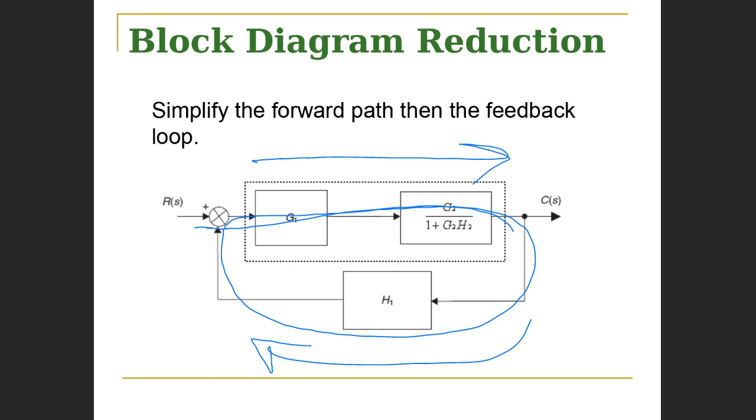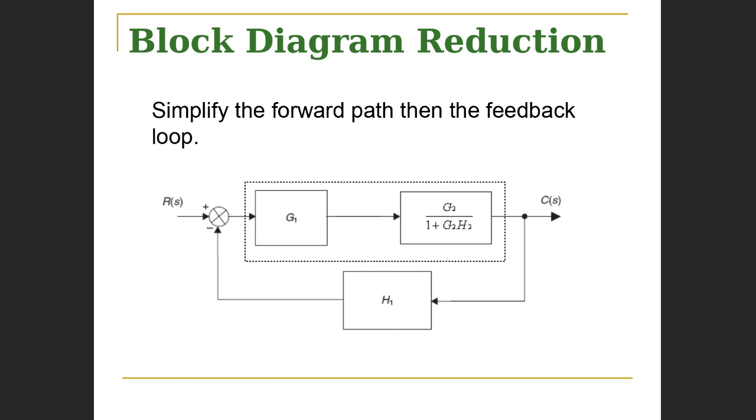So the forward path has two blocks within it, and we need to now simplify that block. What we recognize here is that these blocks are in series, or cascade. So the simple solution is just to multiply the transfer functions for the two blocks. That's not difficult. And so the answer would be G1, G2 all over 1 plus G2, H2.